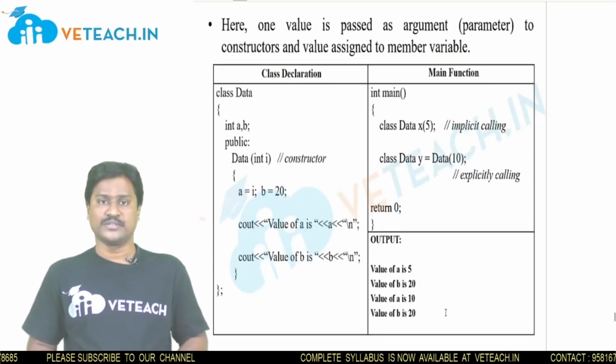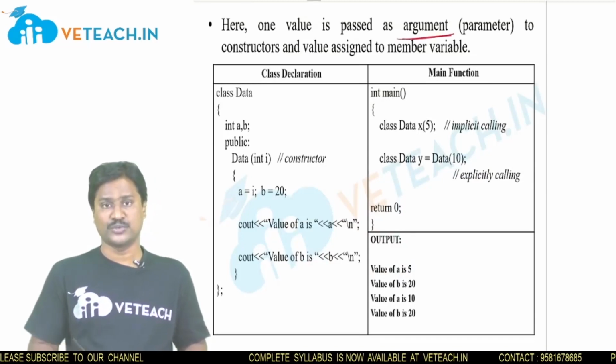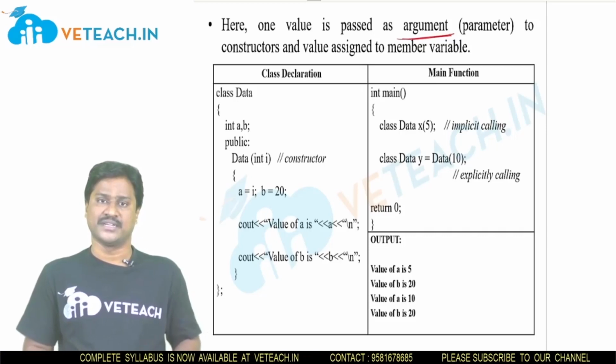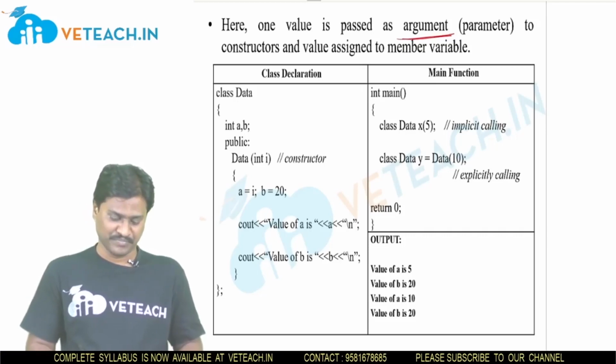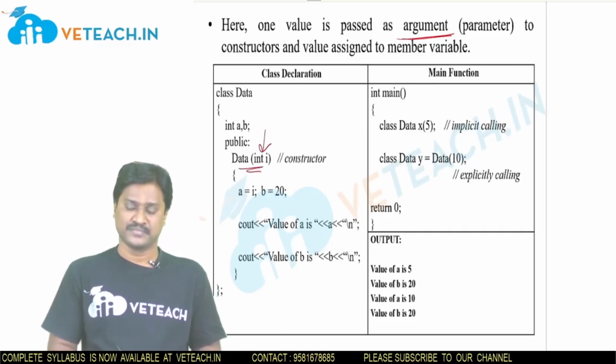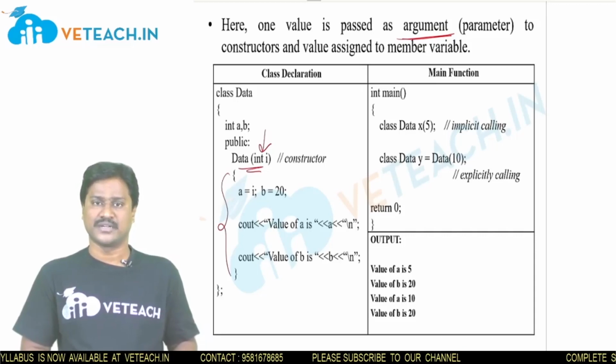And next one, parameterized constructor, where we pass arguments to the constructor when we are creating memory or initializing data variables of the class. So when we pass a parameter to a constructor, then it is automatically called a parameterized constructor.